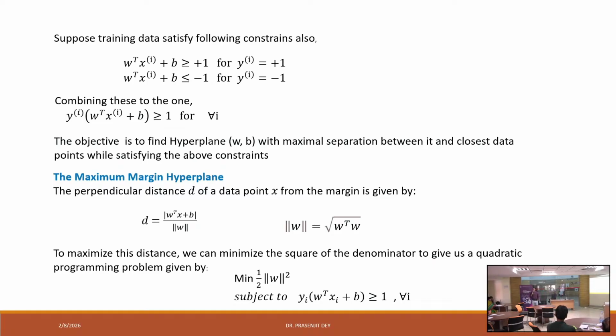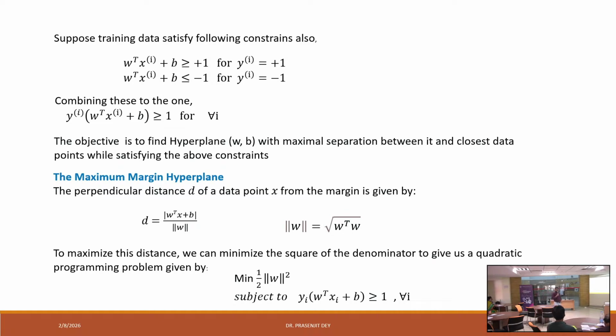But the problem here is, this is not a simple optimization problem. This is a constrained optimization problem. And for a constrained optimization problem, we need to consider the subject-to constraint. The constraint which is given there, yi (w transpose xi plus b) greater than or equal to 0, that inequality constraint needs to be put into the equation. And then only can we optimize.